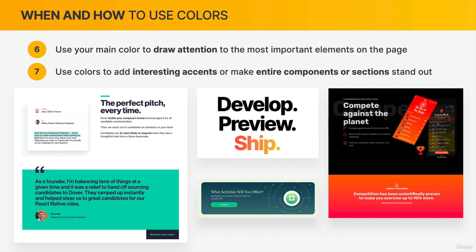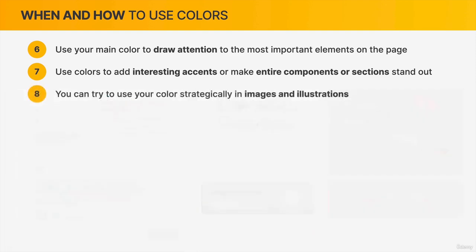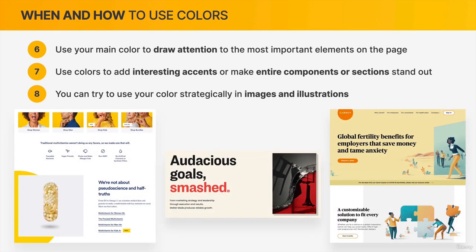Now, another cool trick that many designers use is to use color strategically in images and illustrations, just like here. So here on the left side, you see the main color yellow appearing in those photos at the top. And in the middle, also the red color is right inside of the image somehow. While on the very right side, the main color orange also kind of appears inside of the illustrations. So using colors like this will give the design a really consistent look and feel. So this is actually an amazing technique if you can pull it off.